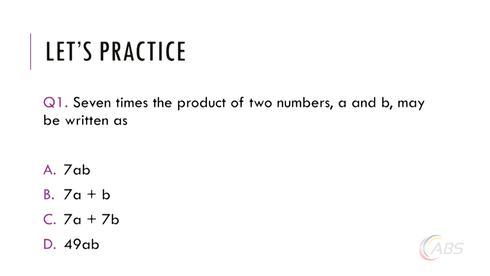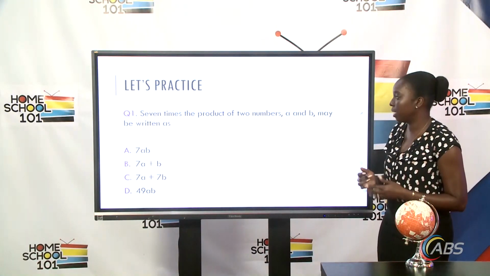So let's practice. Question 1. 7 times the product of two numbers, A and B, may be written as. So they told us our two numbers here that we're dealing with are A and B. They didn't tell us the values because that's not important at this time.